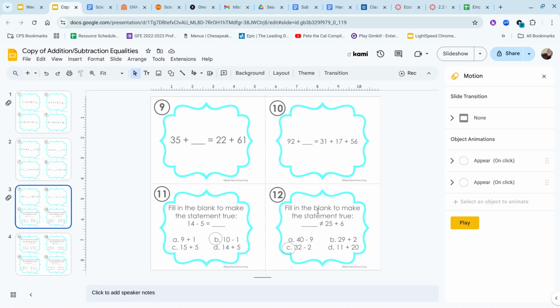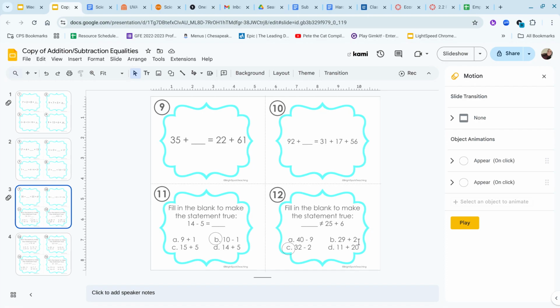And let's look at this one. Fill in the statement to make the statement true. This is a not equal sign, which we discussed yesterday. 25 plus 6 is 31. Well, we have to find one of the answers that does not equal 31. So A is 40 minus 9. 40 minus 9 does indeed equal 31.